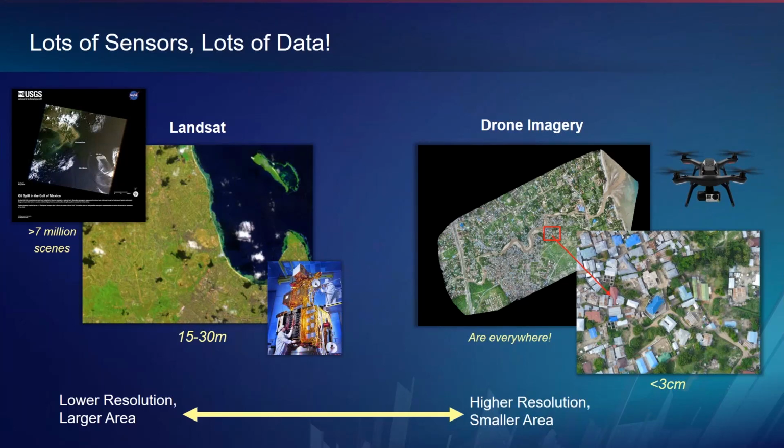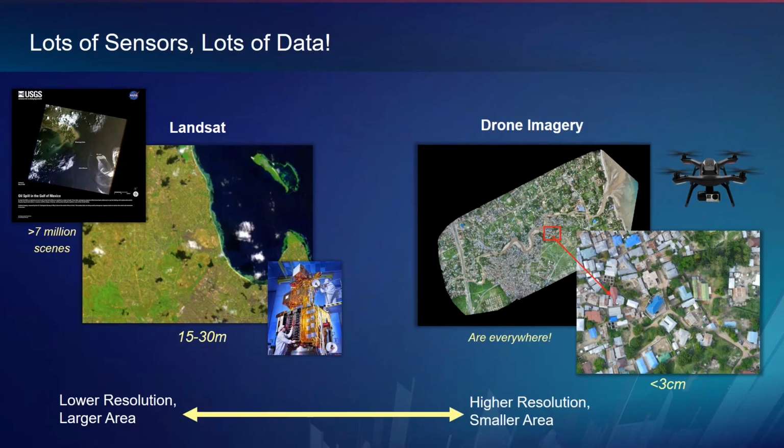We have a lot of different sensors out there. That means there's a lot of data for us to use. So this can be a good thing or a bad thing. When we think about Landsat, there's over 7 million scenes right now. On some days, we're capturing terabytes of data. I think the whole catalog back to 1972 is about 4,600 terabytes at this point.